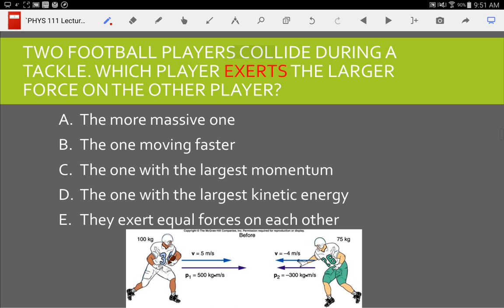Now a clicker question for you that has to do with momentum. Two football players collide during a tackle. Which player exerts the larger force than the other player?